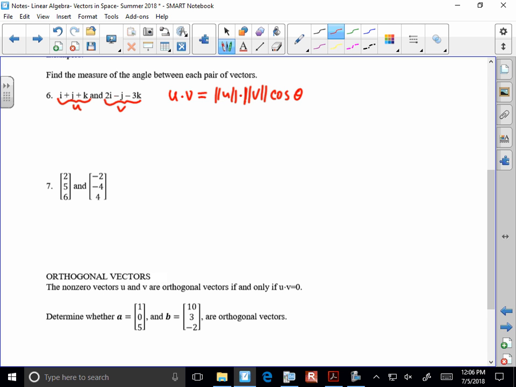So what we're going to do here is manipulate the formula to give us the cosine of theta, which would be equal to u dot v over the product of the two magnitudes.